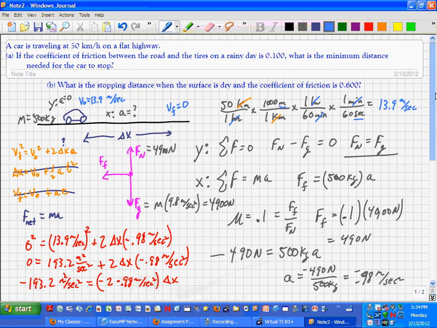Again, I didn't need the mass, because what would happen is the mass just drops out. So I can put whatever mass I want in here and it'll work.